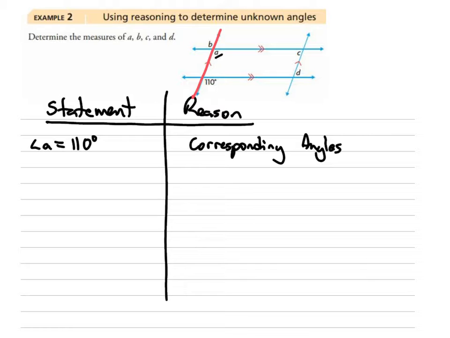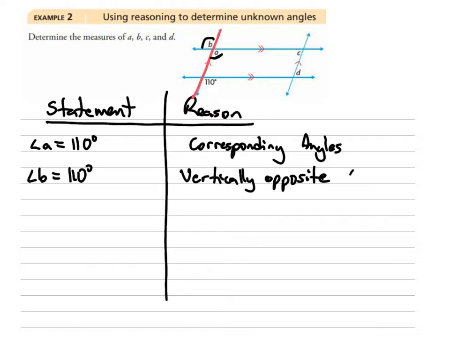So now that we know A, we can say that's 110, and because angle B up here is vertically opposite, we can say angle B equals 110 degrees, and it's vertically opposite. And we could even label that it's the opposite angle A, which is, we already know, 110 degrees. So now let's have a look at C.